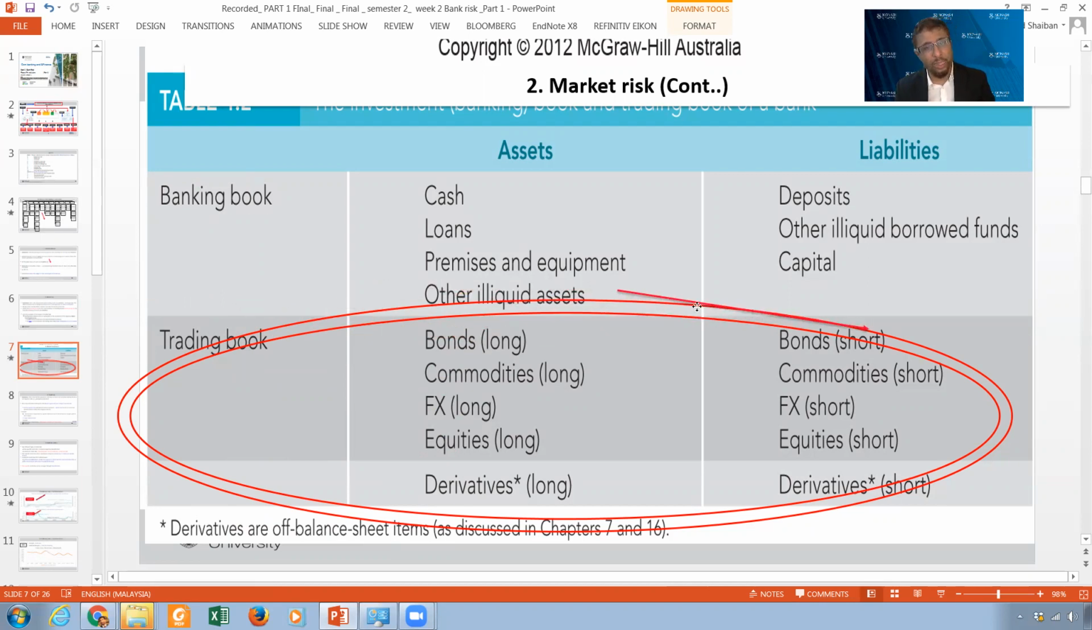Now, we can have the same thing, but going short, which means the prices now are high and you expect the prices to drop in the future, maybe some of those bonds, commodities, foreign exchange currencies, equities, whatever. The prices are actually high and you expect the prices to go down in the future.